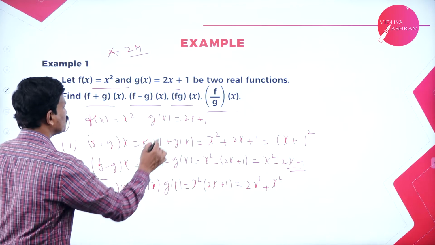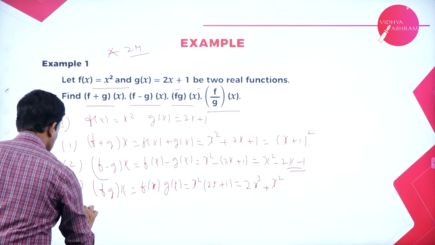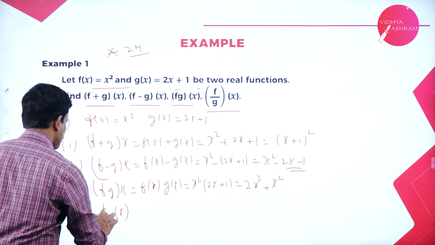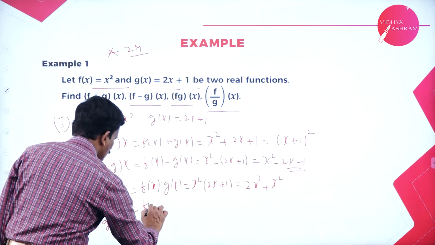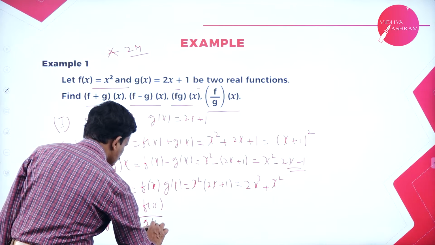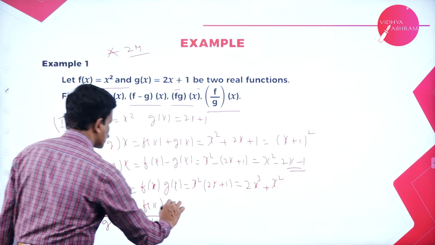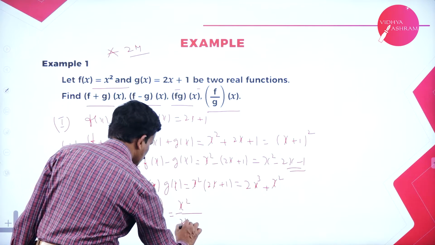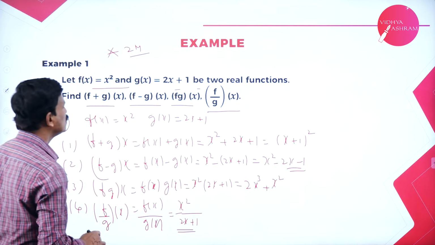Now the last one, (f/g)(x) is equal to f(x) divided by g(x). What is f(x)? x square, divided by g(x), which is equal to 2x plus 1. So these are the answers.